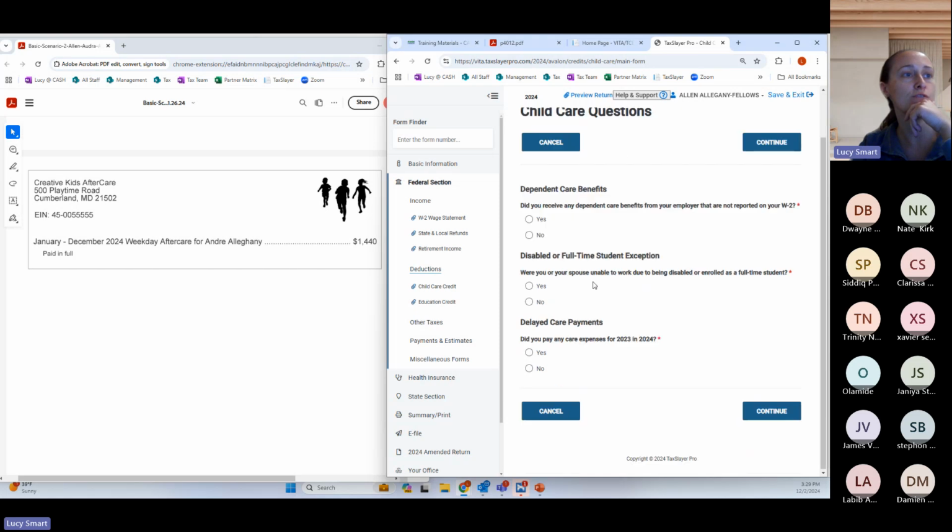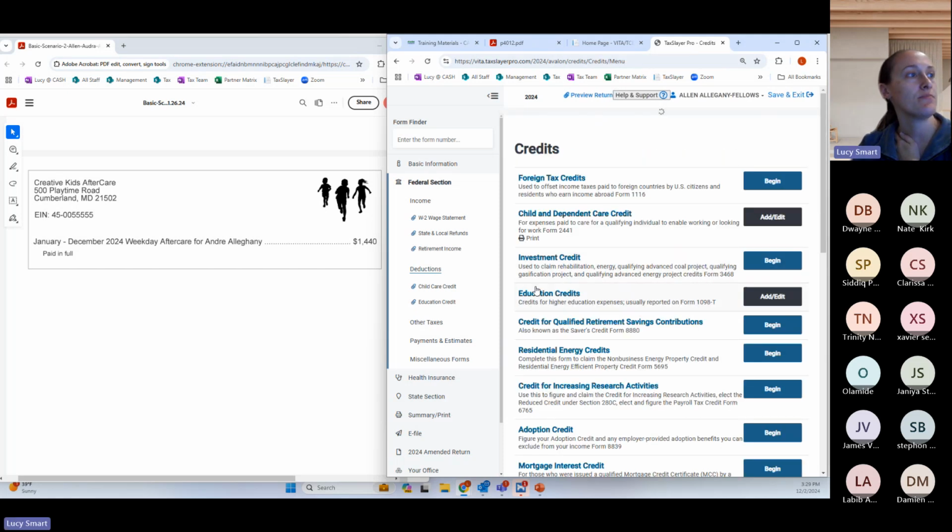Then you have to answer a few follow-up questions. Did you receive any dependent care benefits from your employer that are not reported on your W-2? No. Were you or your spouse unable to work due to being disabled or enrolled as a full-time student? No. Did you pay any care expenses for 2023 and 2024? No.